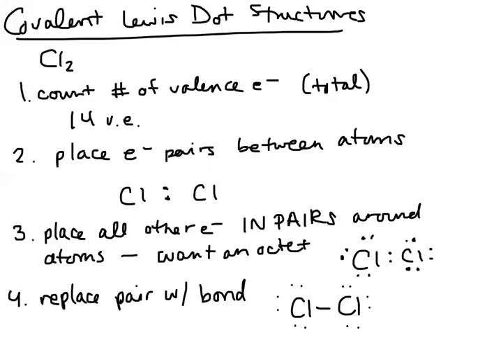Does anybody have any questions? I would say your 5th step is double check that you have the right number of valence electrons and that you have no single electrons floating around. You always want them in pairs, and you want to make sure that you used exactly 14 electrons. So always double check at the end.